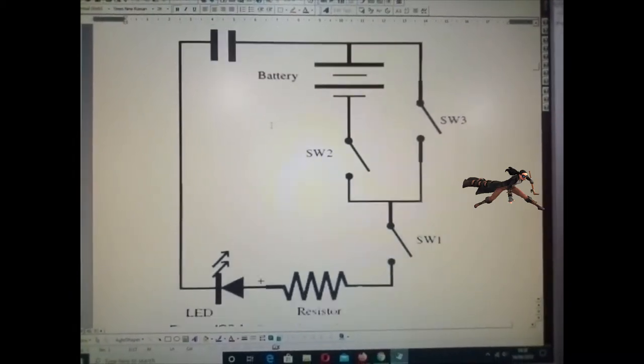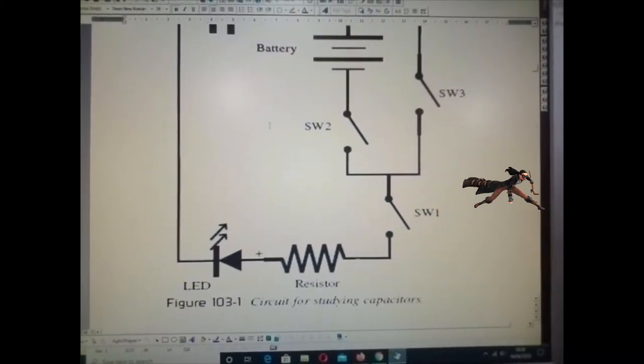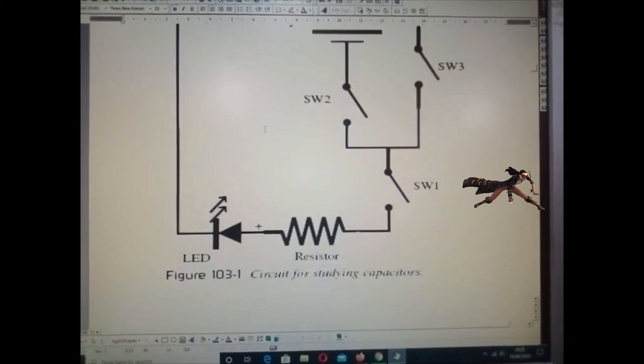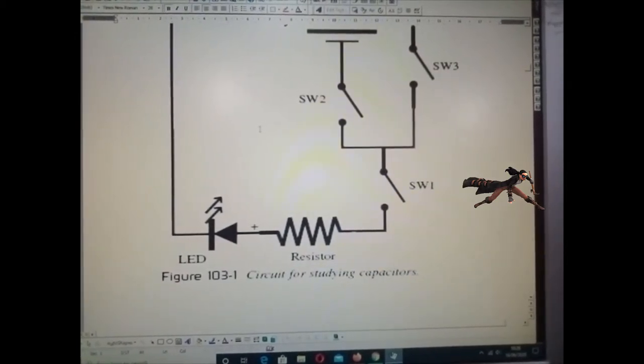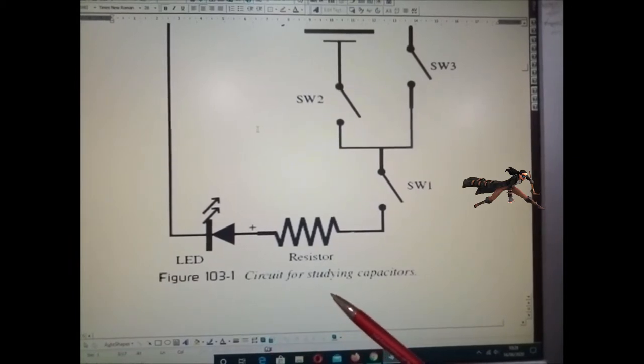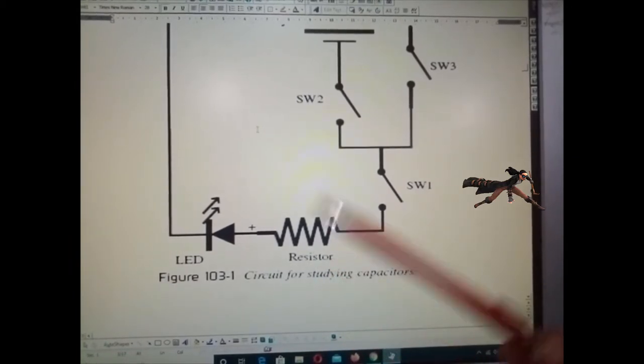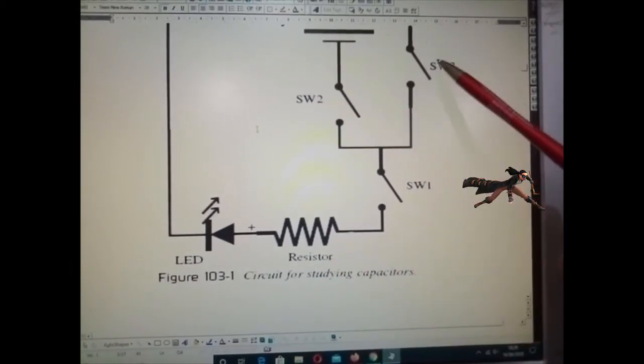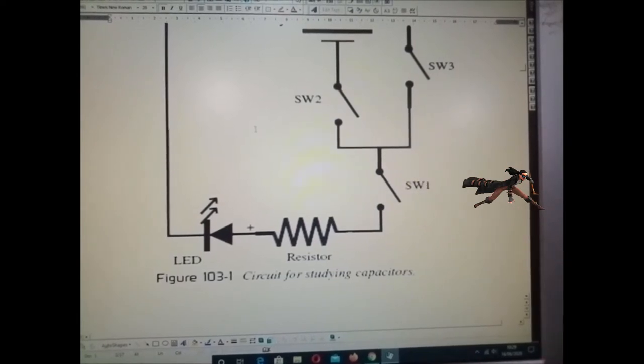Okay, that's your diagram. Now, here we have a circuit for studying capacitors: your resistor, switch 2, switch 3, switch 1, okay? And by switching the circuit in different manners, it allows us to charge or discharge the capacitor.